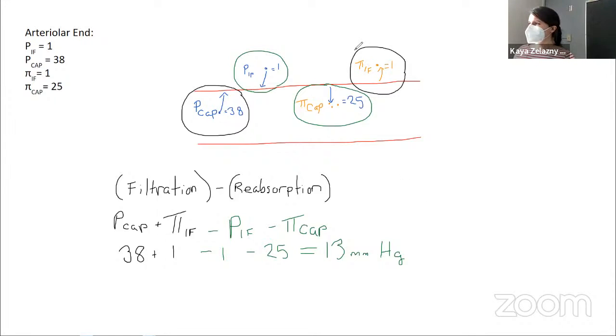So this is the arteriolar end. So you can immediately see, right, that the fact that we had a difference between the hydrostatic pressure of the arteriolar end and the hydrostatic pressure of the venous end is going to make a difference for our overall result, right? Because we have to take into account everything, including that oncotic pressure of the capillary, which is exerting a pretty strong pull on fluid towards the capillary.